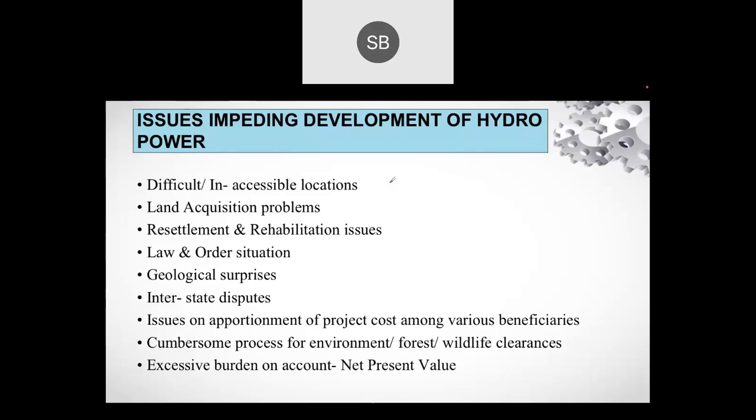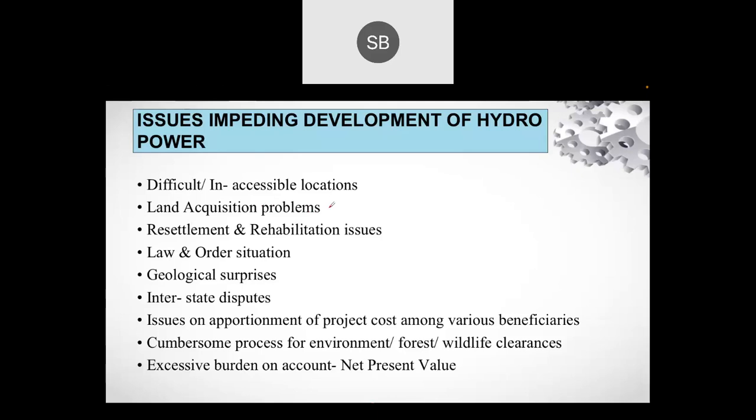So, first issue, that is the difficult or inaccessible locations. Generally, you know, hydroelectric power plants require a hilly area, to have the potential water availability as well as the potential head. So that location is itself difficult to access. Sometimes we cannot easily access that particular location. So that is the first issue.